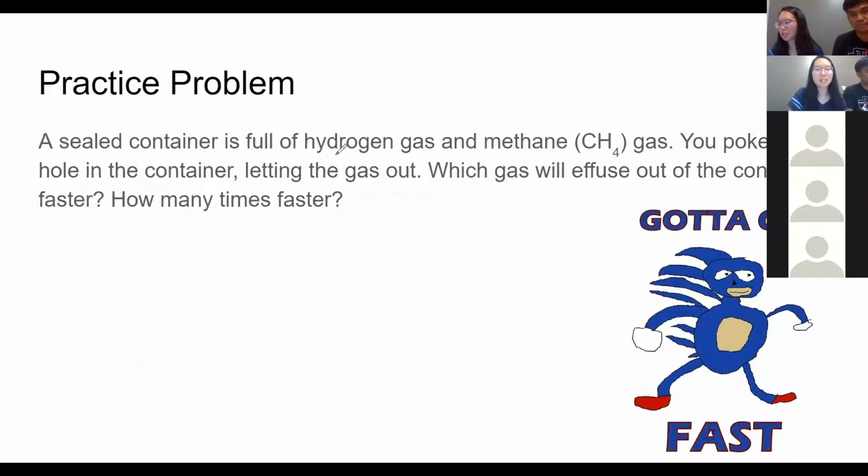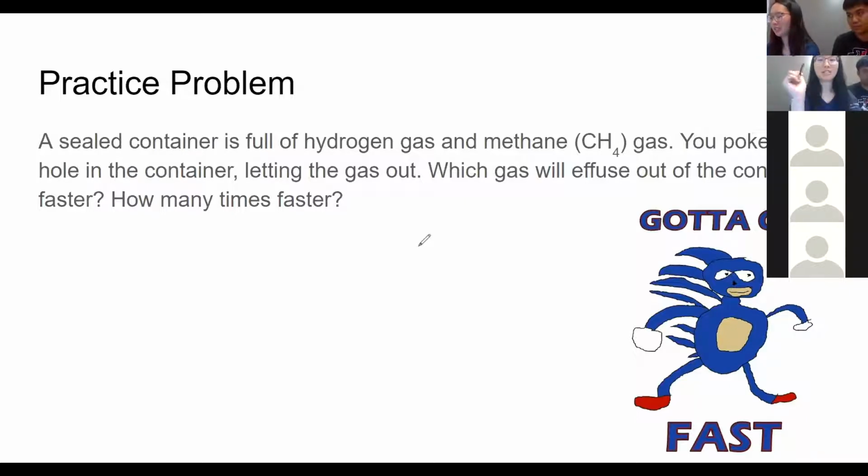So a sealed container is full of hydrogen gas and methane gas. You poke a hole in the container, letting the gas out. Which gas will effuse out of the container the fastest and how many times faster? So for sure, which gas will effuse out of the container faster?